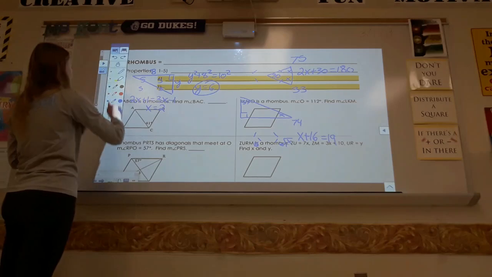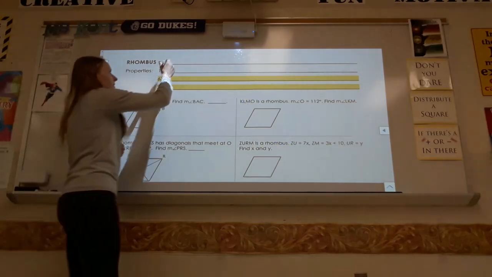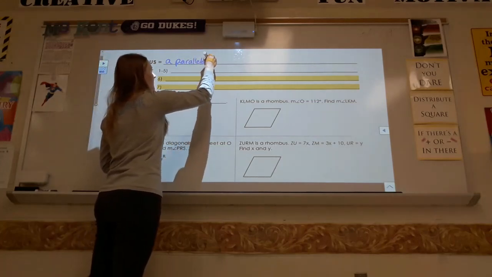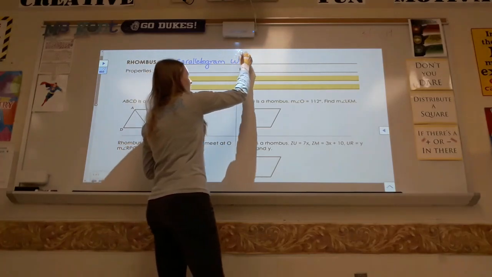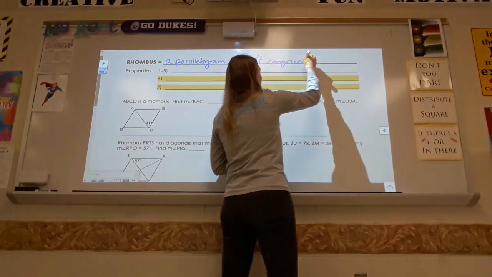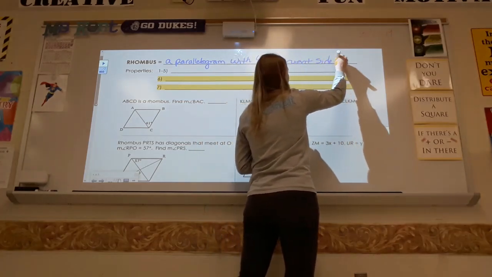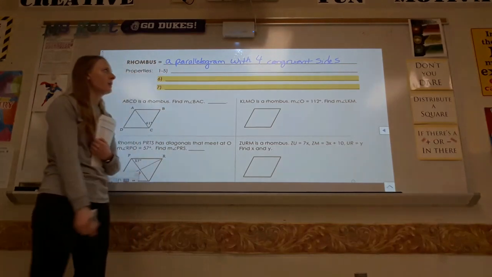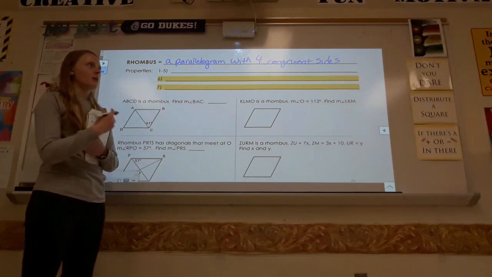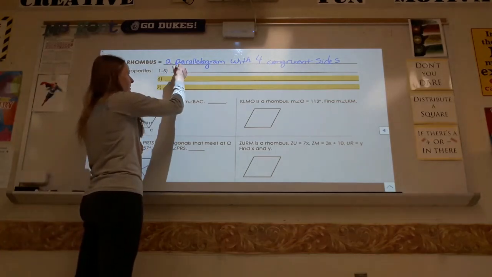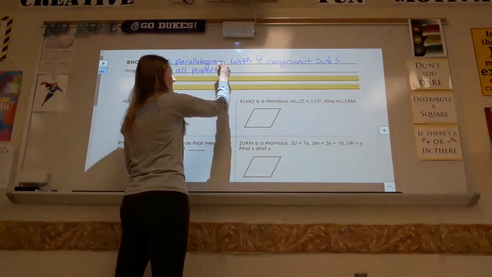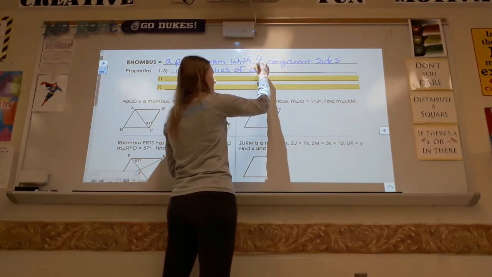I don't know how familiar you guys are with this one, but the definition is a parallelogram with 4 congruent sides. So the rectangle has the congruent angles, this one has the congruent sides, okay? So again, it's a parallelogram, so everything that we've learned about a parallelogram is true. I'm not going to make you write all that out again. So just for this one, 1 through 5, all properties of parallelograms.